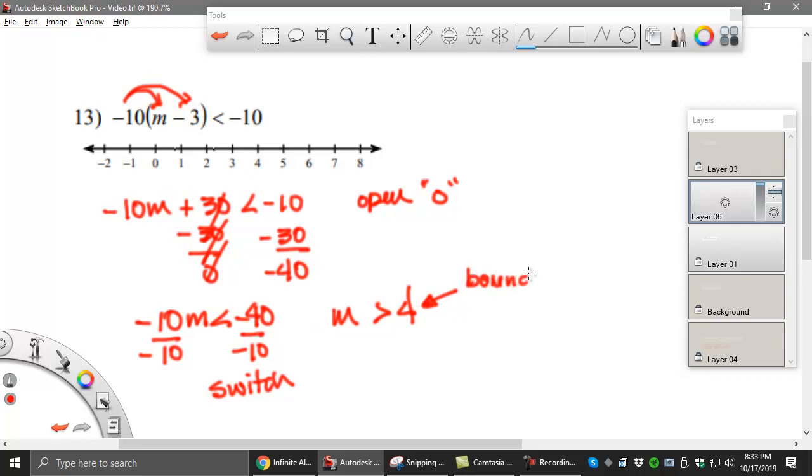And remember, it has to be open. That 4 will split my number line into two pieces, a less than and a greater than. And in this case, we have to do greater than, so we will shade to the right, because numbers to the right are always bigger. In other words, they're always greater than.